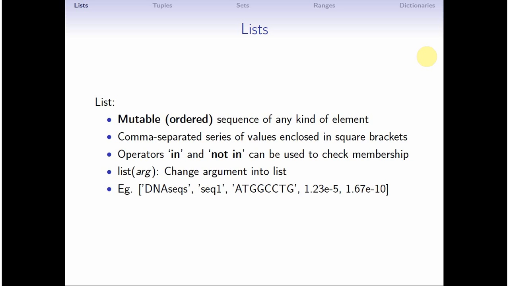Please take note: if you want to check whether something is inside the list, you can use in or not in to check for membership. If you want to change any argument to a list, use the function list, open bracket, close it, with the argument inside. So this is an example of a list. The list consists of three strings and two floats.